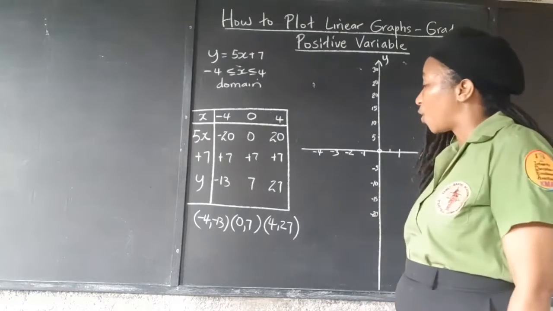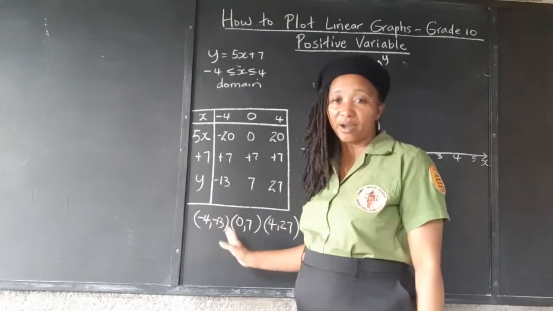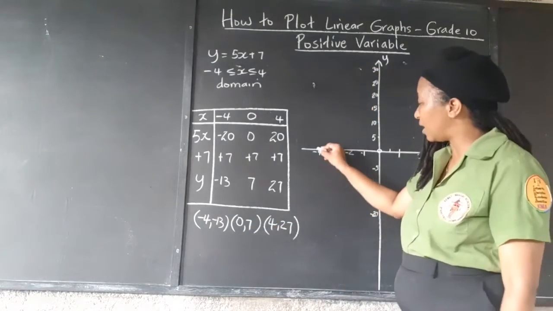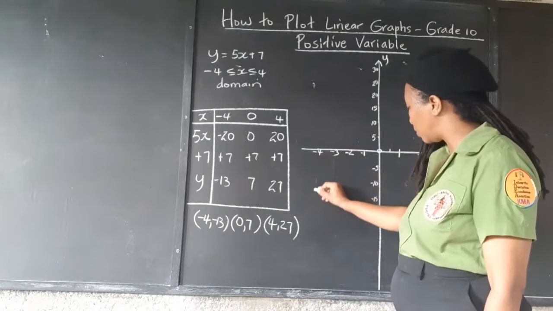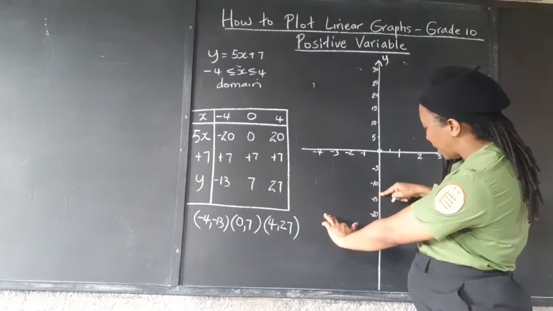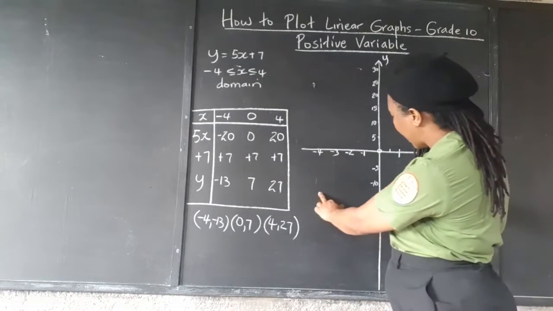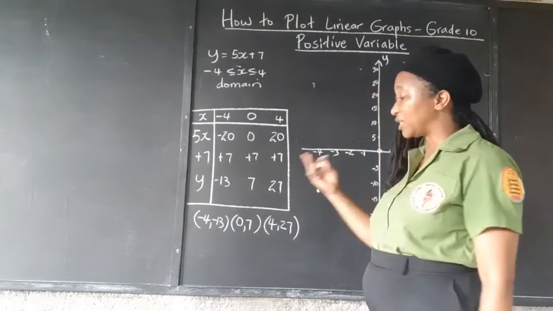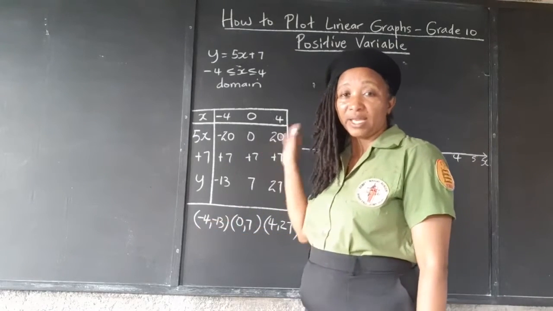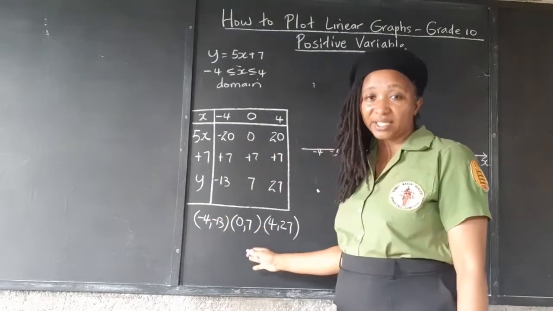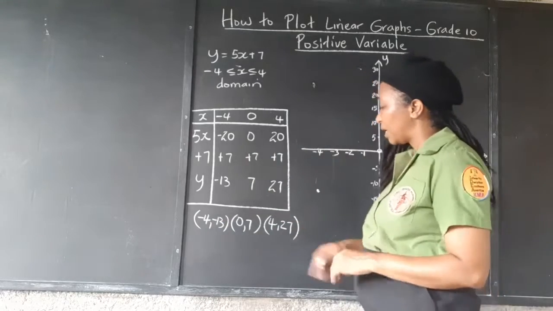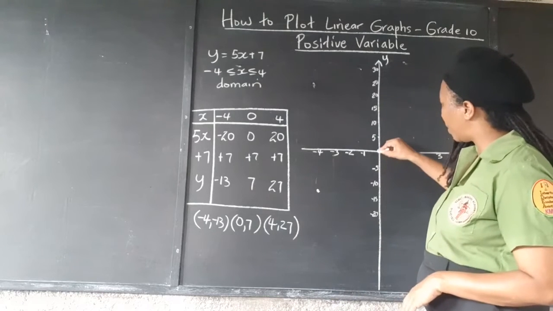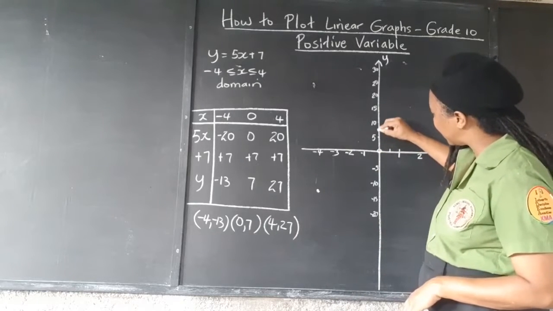Alright. So now we're going to plot our coordinate pairs. Negative 4 to negative 13. So negative 4 on the x goes down to negative 13 would be about there. So where negative 4 meets negative 13, that's where we put our point. Not just at the negative 4. Where the negative 4 meets the negative 13, that's where we put the point. 0 to 7. So 0 on the x going up to 7, so that's 5, 7 is there.